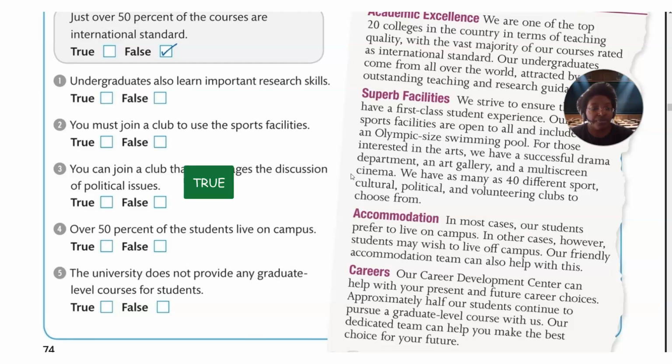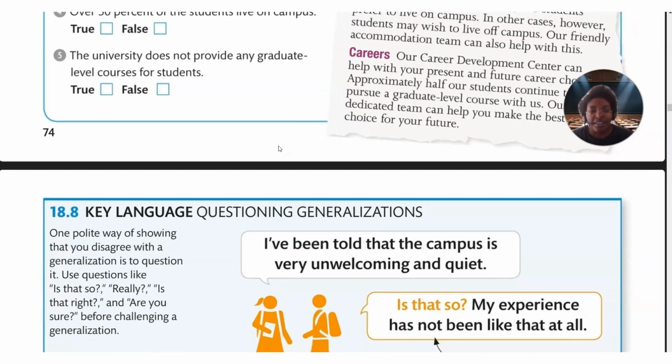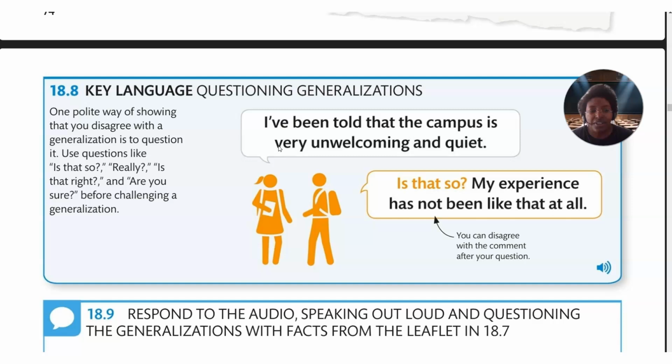That's true. Number 4, over 50% of the students live on campus. That's true. And number 5, the university does not provide any graduate level courses for students. That's false. How did you do? If you missed 1 or 2, you're doing quite well. If you missed 3 or 4 or 5, you need to practice your reading comprehension. Okay. This is our last point here.